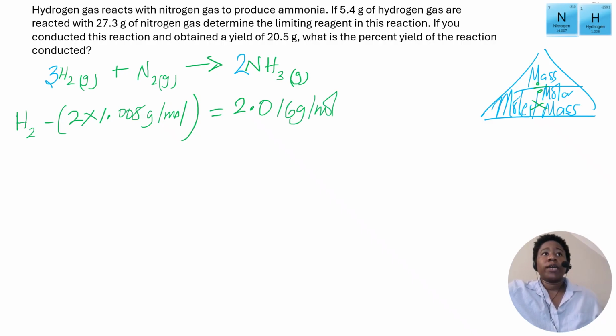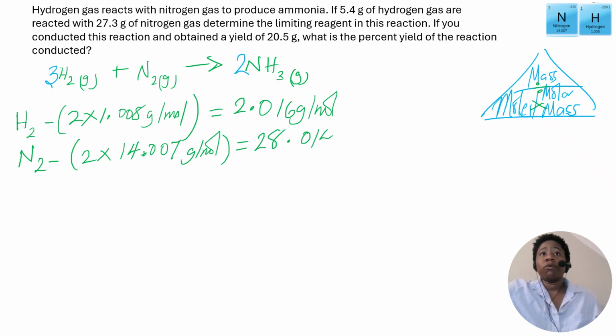And our nitrogen, we have 2 moles of nitrogen, and nitrogen is 14.007 grams per mole. And if we multiply that by 2, we should get 28.014 grams per mole. All right, so next step, calculate the moles of hydrogen present.